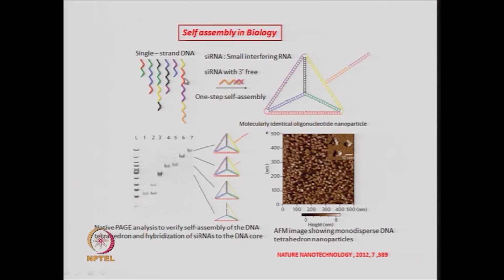So, you can guide the formation of this, and then once this siRNA binds to the DNA, that DNA can no more form a duplex. So, from a single strand DNA, you can make a double strand DNA of a particular length and then stop it by using siRNA. This is called one step self assembly. It was seen that under those conditions, with a particular kind of single strand DNA, this kind of structure was obtained.